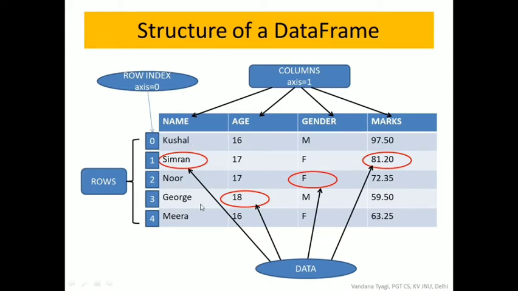If you see, all the columns have different data. Name is storing strings, age is storing an integer, gender is storing a single character, and marks is storing a decimal value, that is a float value.